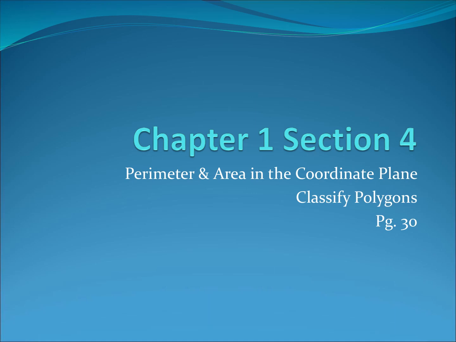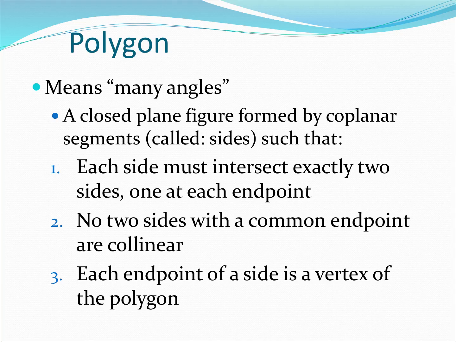So today we're going to cover Chapter 1, Section 4. Today what we're going to cover is classifying polygons and finding perimeter and area of polygons in a coordinate plane. So in other words, we'll be graphing ordered pairs, connecting the ordered pairs to create a polygon, and then calculating the perimeter and the area. So for some of the side lengths of our polygons, we're going to have to use the distance formula. But let's go ahead first and define what a polygon is.